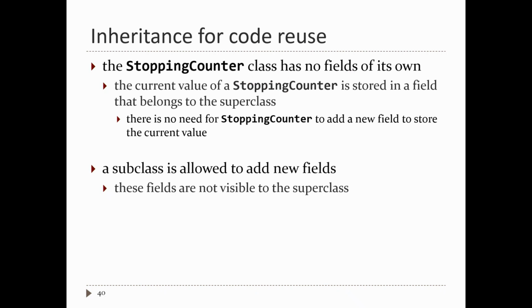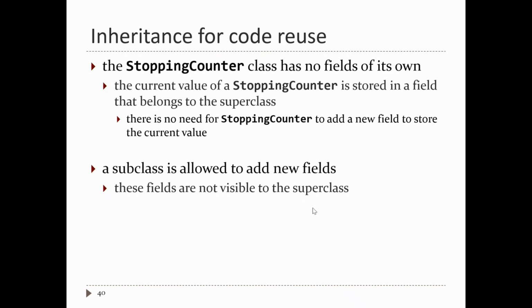So stopping counter has no fields of its own. The current value of the counter is stored in a field that belongs to the superclass. There is no need, and it is incorrect, for stopping counter to add its own field to store the value. If you need to, you can add extra fields. The fields that you add to the subclass are not visible to the superclass.